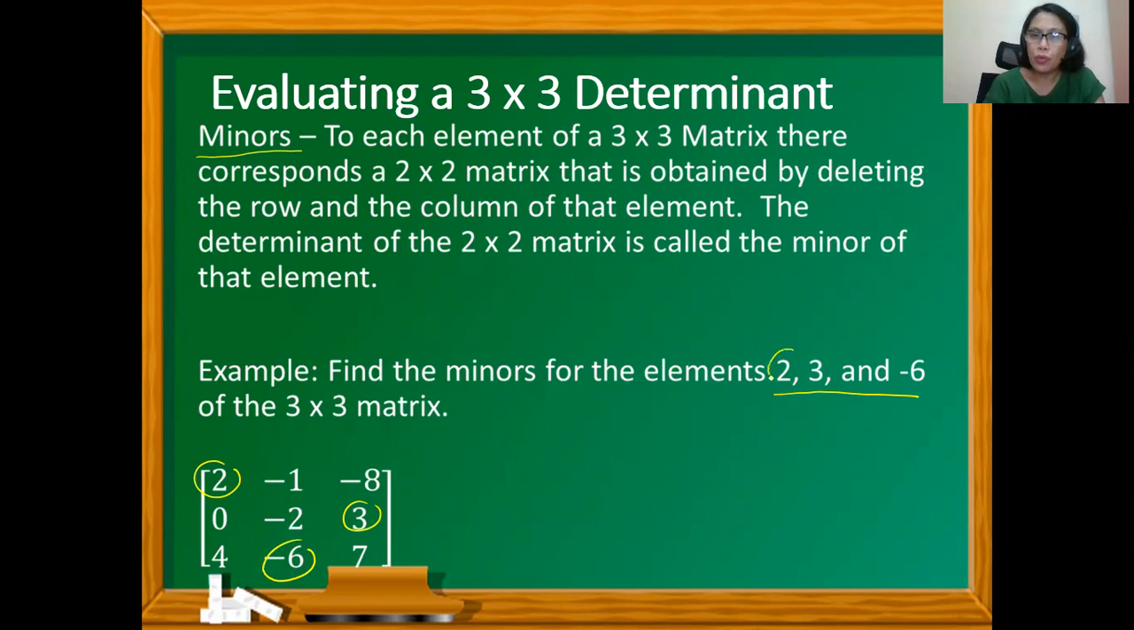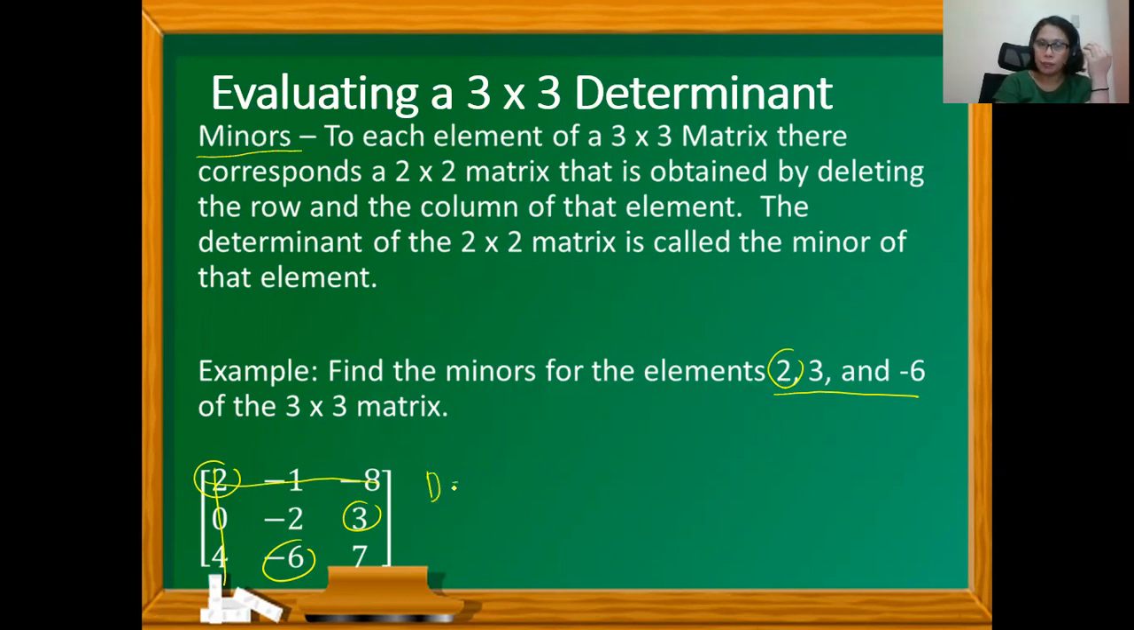Now, we're going to work on the minor first for the element 2 in this 3 by 3 matrix. From the definition, we obtain a 2 by 2 matrix, which can be done by deleting the row and the column wherein this element 2 belongs. So we're going to delete this row and this column. We get four remaining elements, and that 2 by 2 matrix is called the minor for element 2.